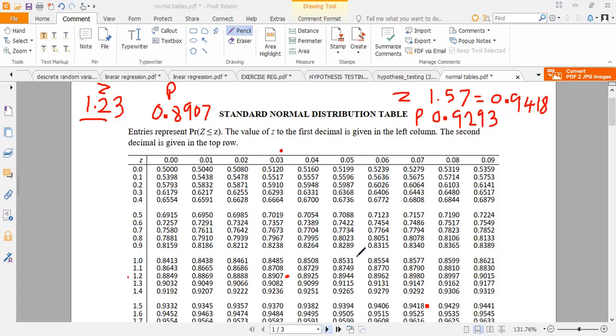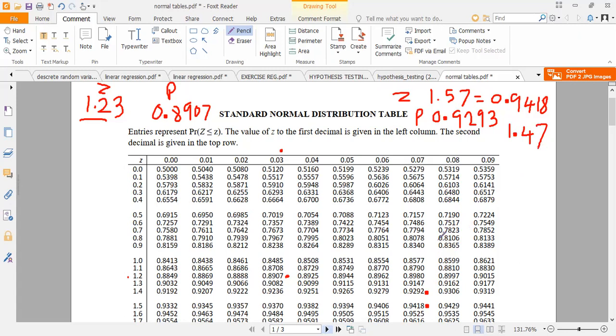Will it be 0.8238? So 92, you read from inside the table, look for 9293. There's no 9293, but the closest is 9292, right? Yes. So what's the Z for this one, 9292? 1.47. Yes, 1.47. Good. The Z is 1.47. All right.